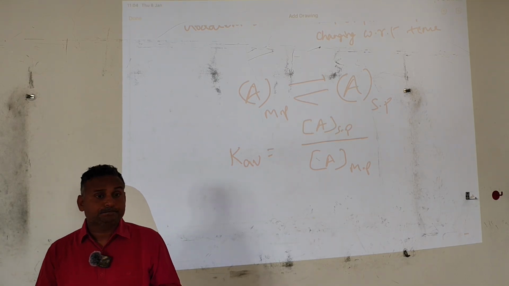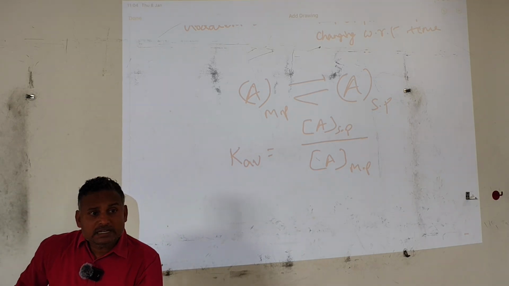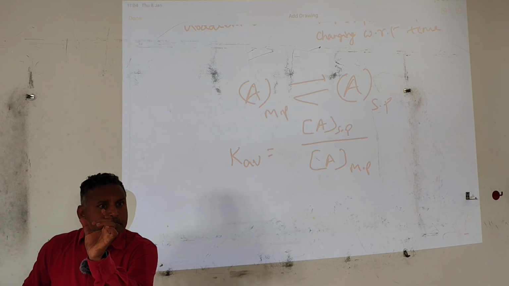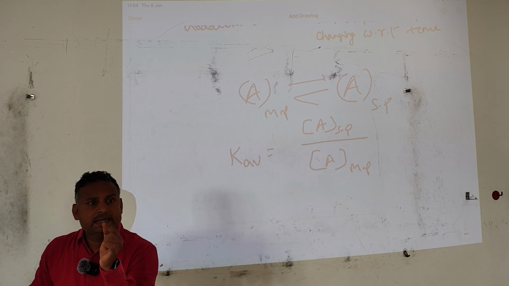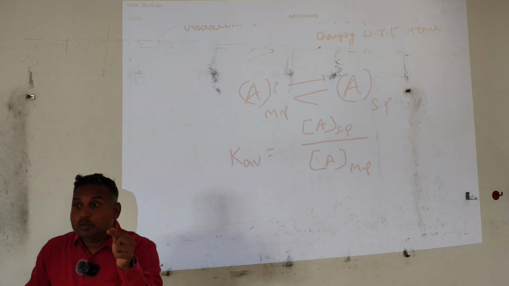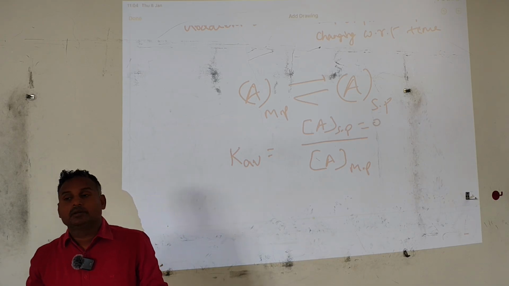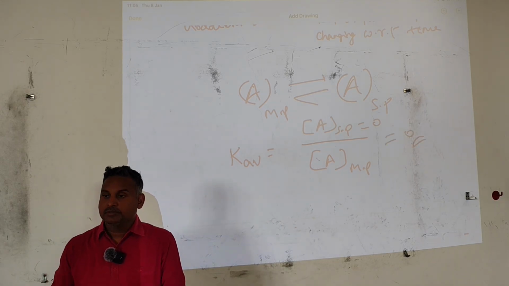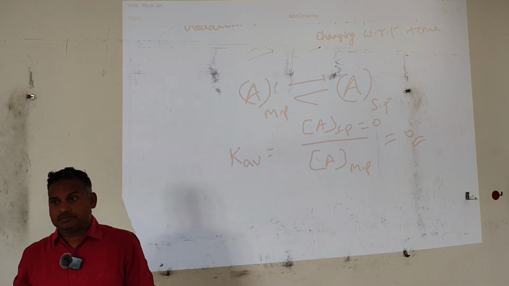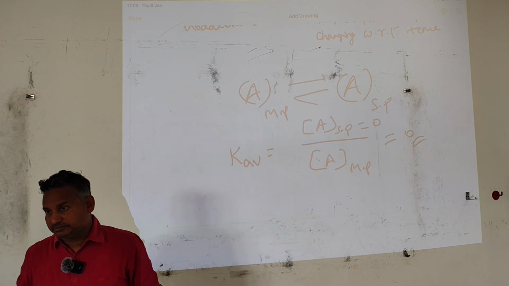Now let us consider molecules never enter inside the stationary phase. Let us consider the molecule size is very big compared to the pore size. That means no molecule enters inside the pore, so the numerator becomes 0. When the numerator becomes 0, KAV is equal to 0. For large molecules, KAV is equal to 0.